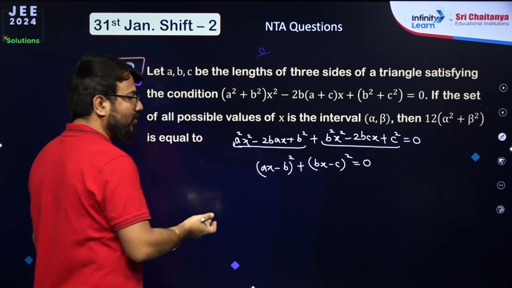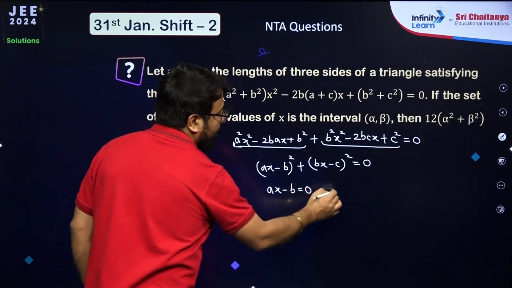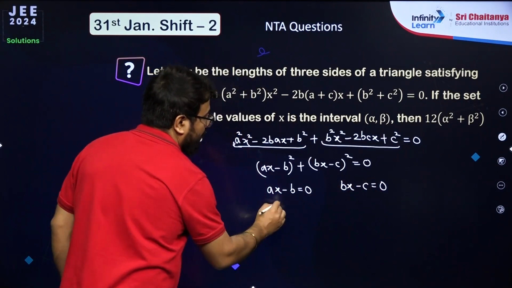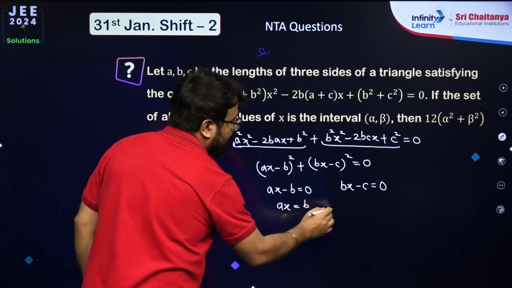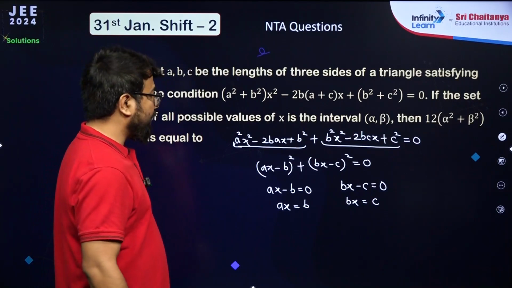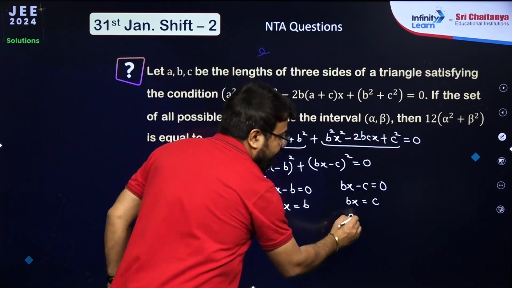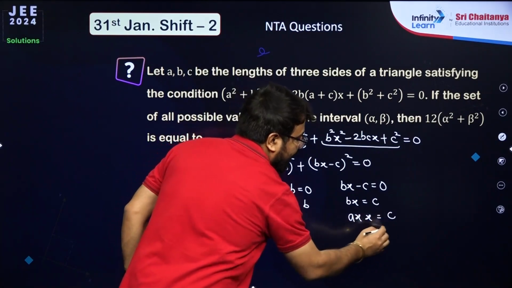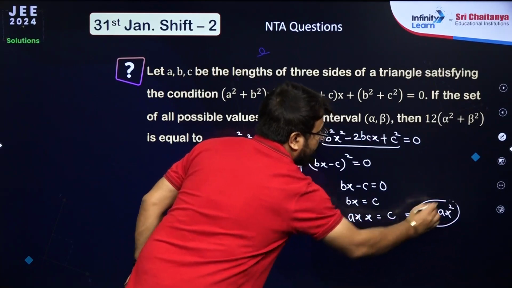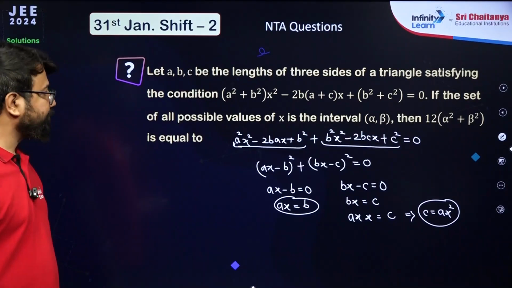So these are the 2 positive quantities and they are adding to 0. This is only possible when individually they are 0. So I got the value of ax as b from here and bx as c from here. If I keep the value of b as ax in this expression, I'll be able to get the value of c as ax square. So b will be ax and c will be ax square.